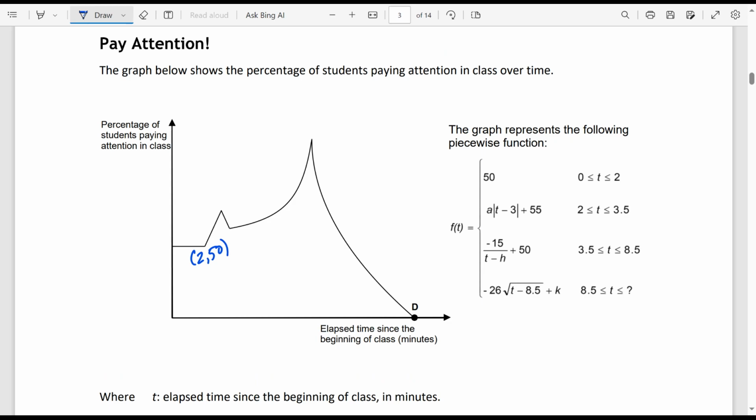What? It's screen recording. Okay, all right. Okay, we're gonna do this.